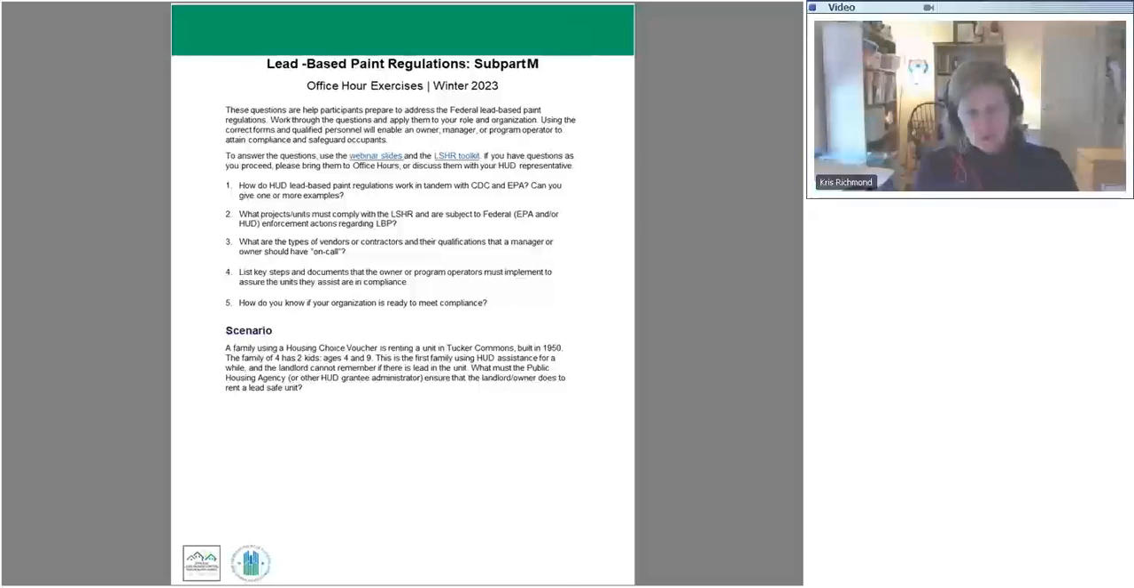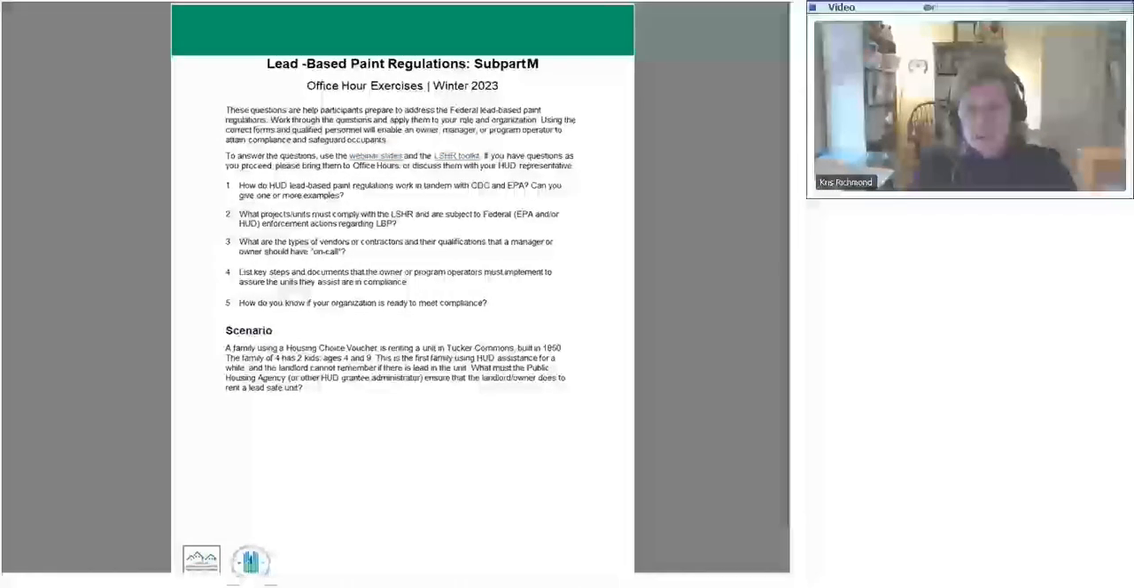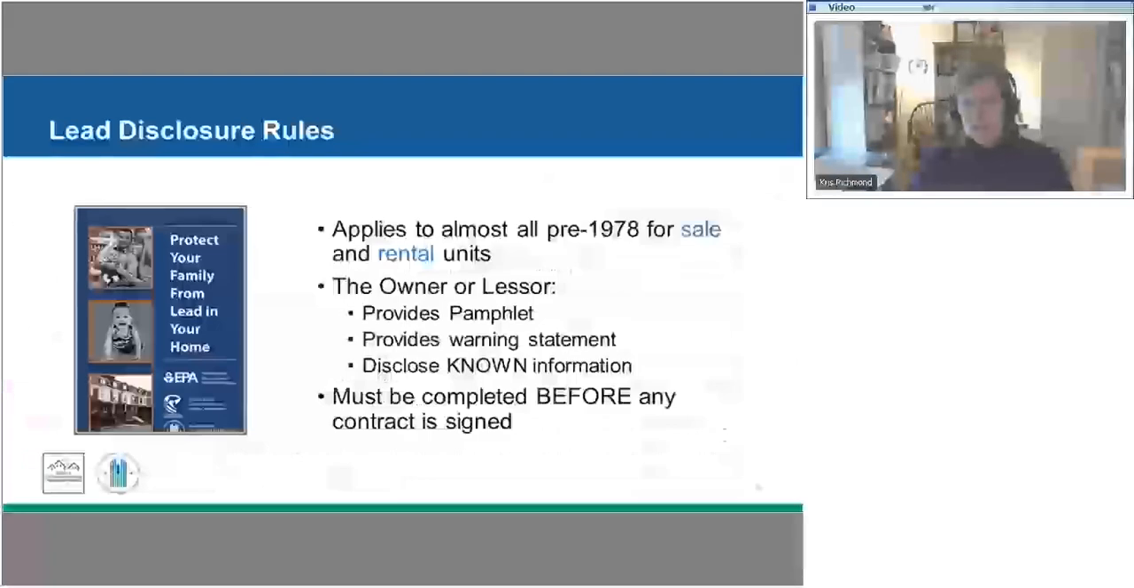So first off, we need to figure out, does the lead safe housing rule apply? Was this unit built before 1978? Well, the answer to that is yes. We know that the unit was built in 1950, so the lead-safe housing rule does apply. So we want to make sure that our landlord is providing the disclosure notice. And so they're going to give the disclosure notice, and they're going to keep the original in the file. There's going to be a copy provided to the tenant. There's going to be a copy provided to the program.